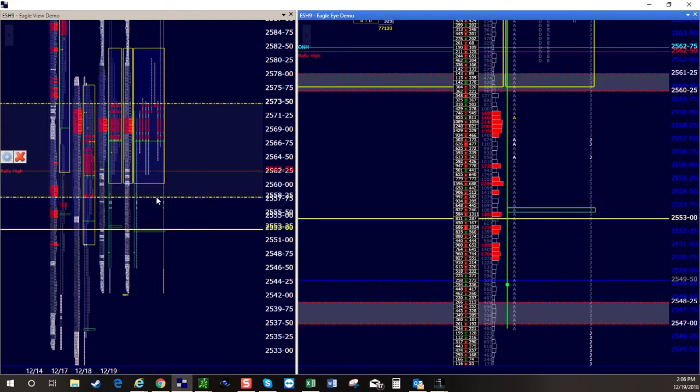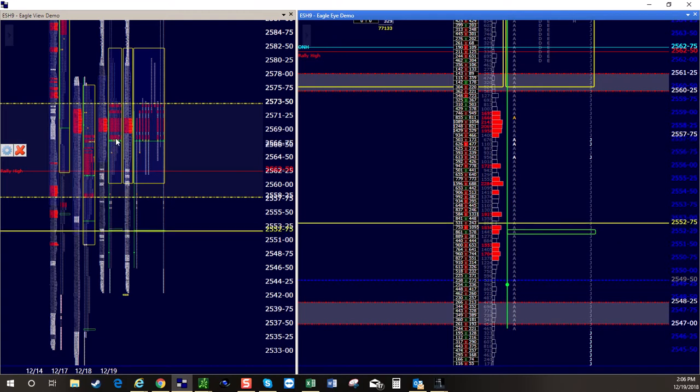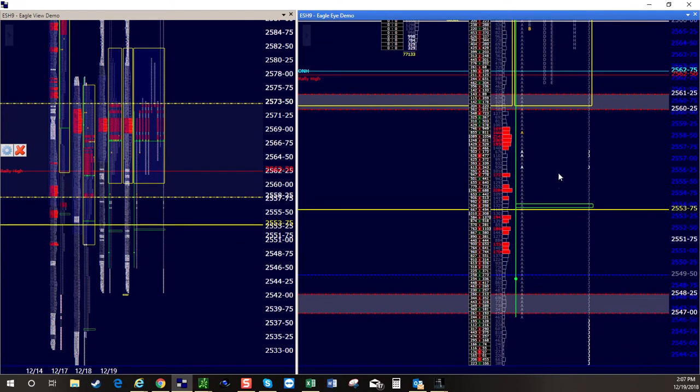The reason why I took that trade, I talked about it. Value is still overlapping higher, and the point of control is 8 wide, meaning that the market's not going anywhere.